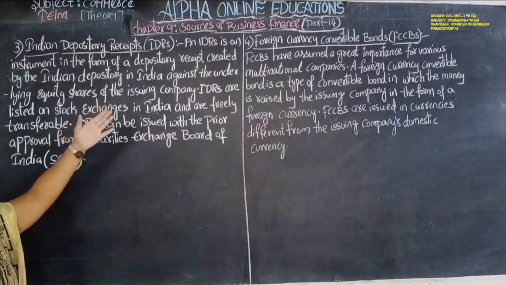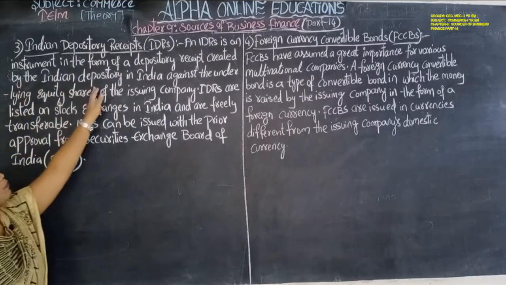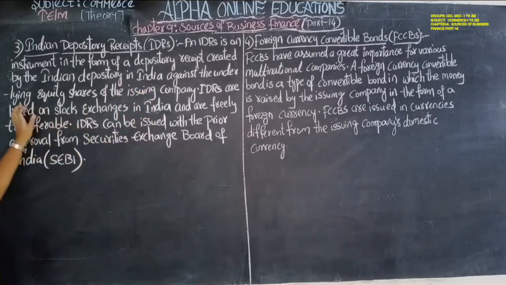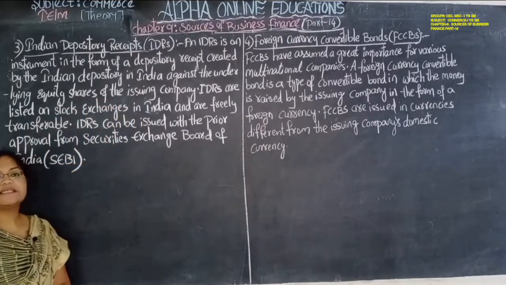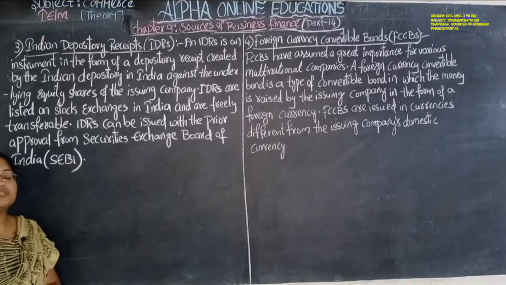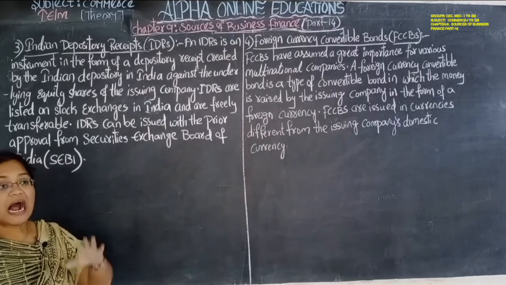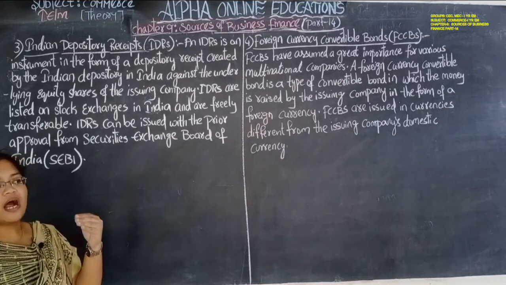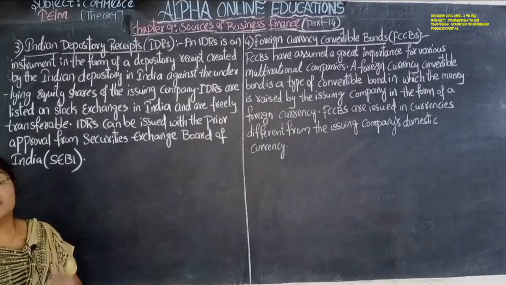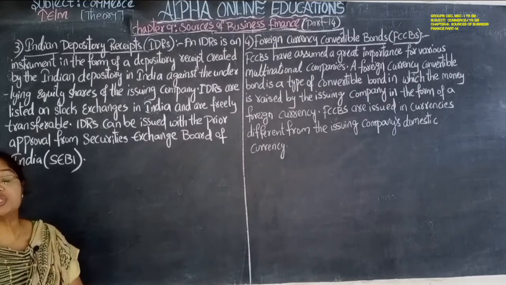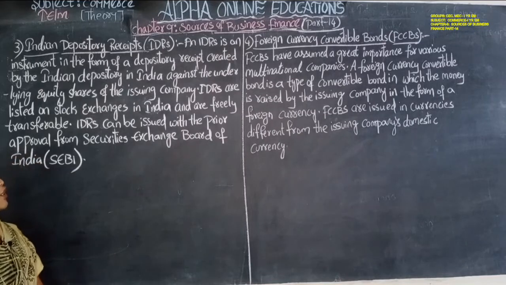An Indian depository receipt is an instrument in the form of a depository receipt created by the Indian depository in India against the underlying equity shares of the issuing companies. So these are the depository receipts which are issued in India against the underlying securities, those securities which are already listed. Okay, against that the Indian depository receipts are issued.